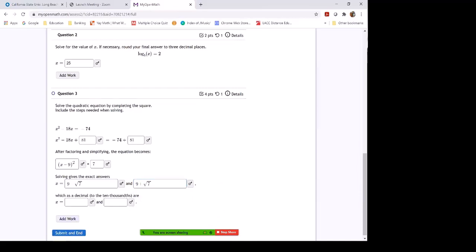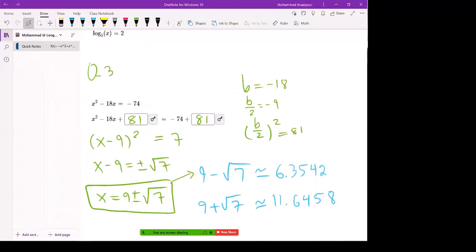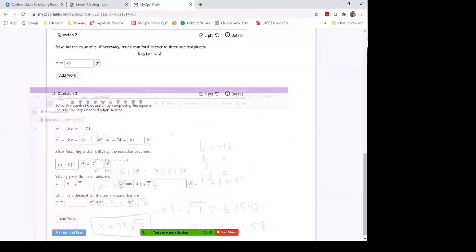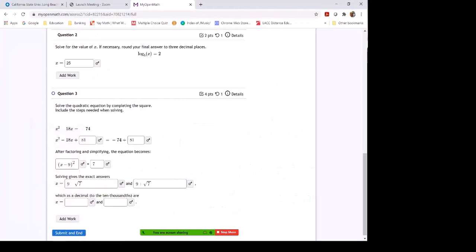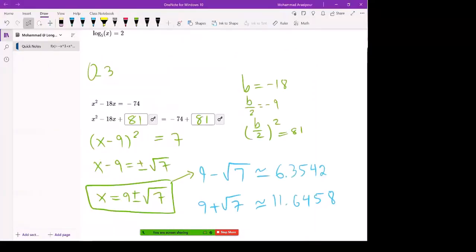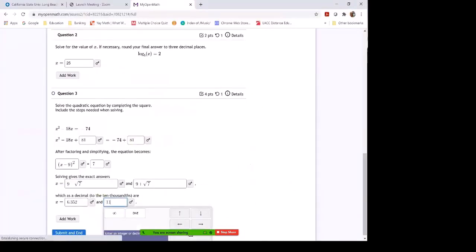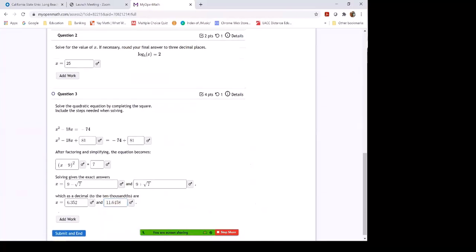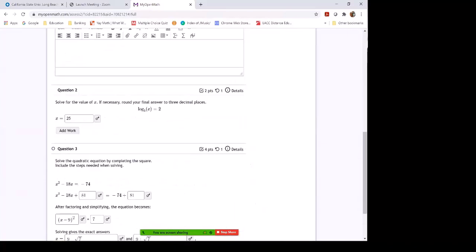When they want an approximation and it says to 10,000ths, you want 4 decimals. That means you go to the 5th one and make a decision. That one is done. It's 11 point. Okay, the first one is 6.3542. And the second one is 11.6458. Now, so I've read everything, I've done all my work, but I want to show the work.